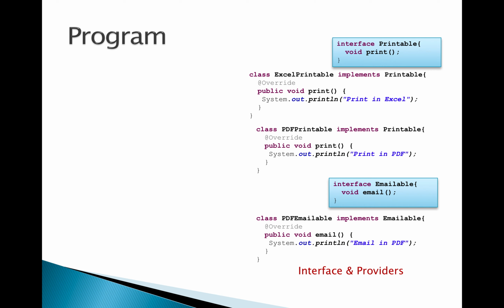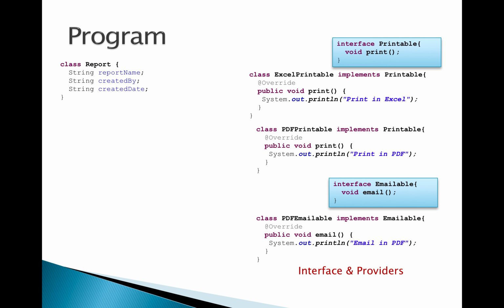Both are implementing the same print methods, but they provide different behaviors. The way they do it is different. One is doing Excel, the other one is doing a PDF. But they are two providers. Both are implementing the same method called print method, which is defined in the printable interface. And we have one provider for the emailable as well. So now we have interfaces and we have providers for the interfaces. Let's have a program.